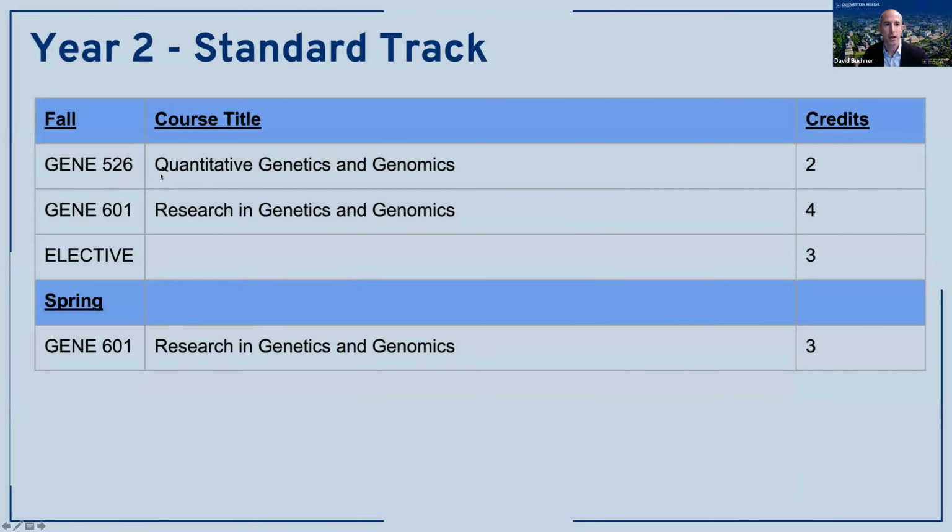In the second year, there's another quantitative genetics class, as well as another elective in the spring semester. And then there's the research. So this is where you are directly doing hands-on research in one of the labs at either Case, University Hospital, or Cleveland Clinic. And then the spring semester, there's no more classes. This is all research. And so you really get a chance to get in the lab and get your hands wet and really get into the research and start to develop the expertise.